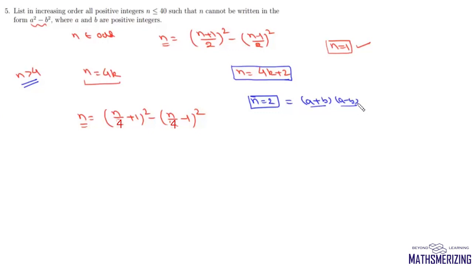Either both of them will be odd, or both of them will be even. If both of them are even, then the product cannot be 2, and if both of them are odd, then this number again cannot be 2. So 2 cannot be expressed in the form of a square minus b square. So all the numbers which cannot be expressed in the form of a square minus b square are 1 and then 2, and then all the numbers which are of the form 4k plus 2, that is 6, 10, and so on and so forth. That is the answer to this question.